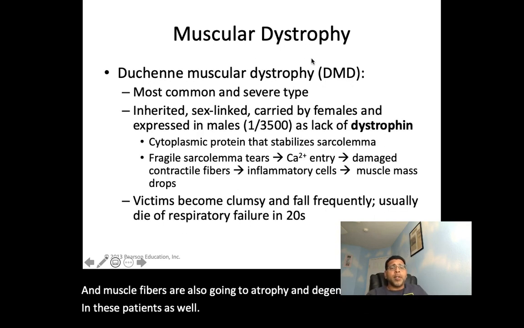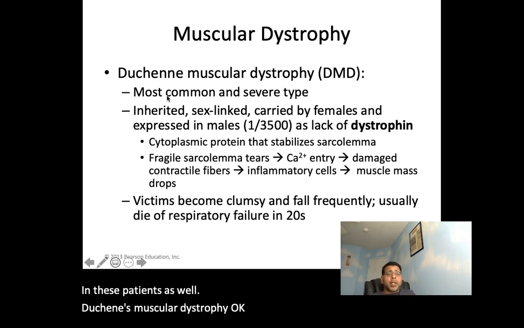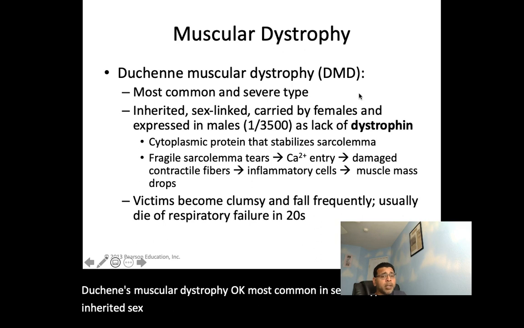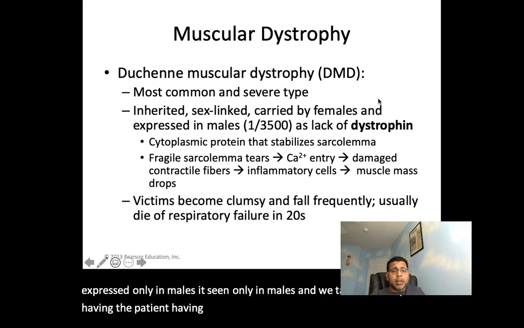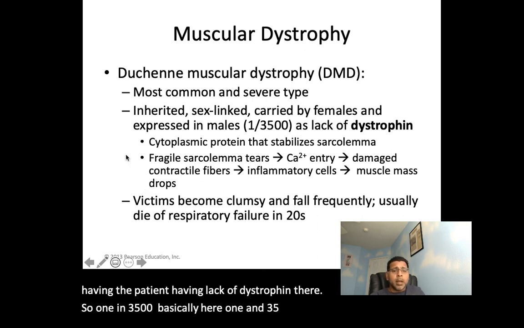Duchenne's muscular dystrophy is the most common and severe type. It's inherited and sex-linked. It's carried by females, however it's expressed only in males. We talked about the patient having a lack of dystrophin. It occurs in 1 in 3,500 cases.